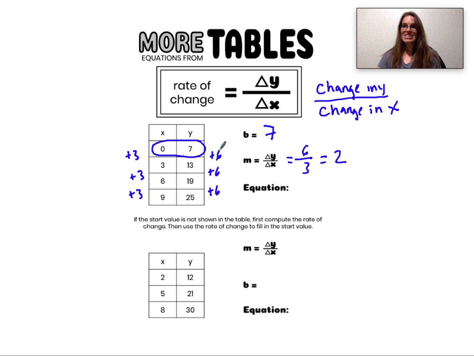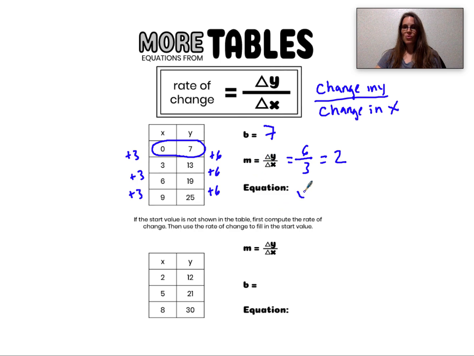Please notice that it does not have to be the case that delta y is always the same. It doesn't have to be the case that delta x is always the same. What needs to be the case is that when you divide delta y by delta x, that is a constant. The rate of change is constant. So it would have been okay if suddenly x went up by 6, as long as y went up by 12. Or if x went up by 30, as long as y went up by 60. What needs to remain constant is the change in y divided by the change in x.